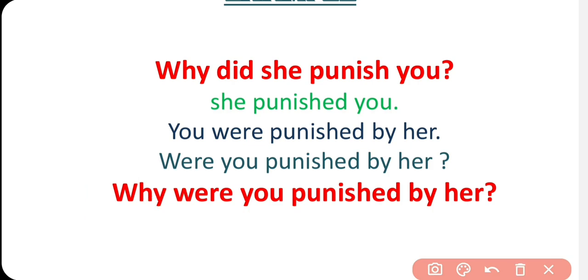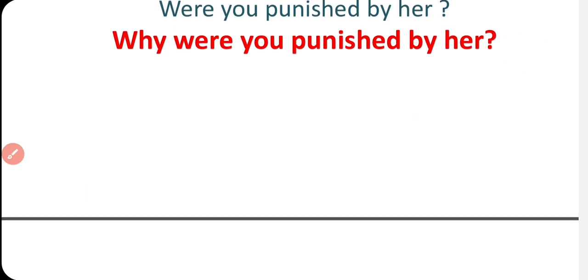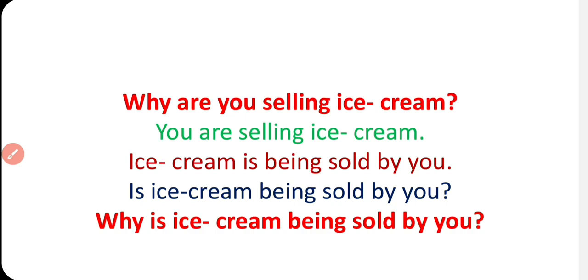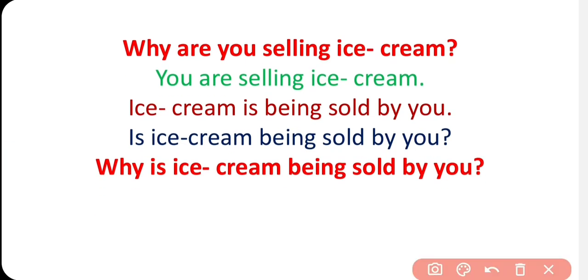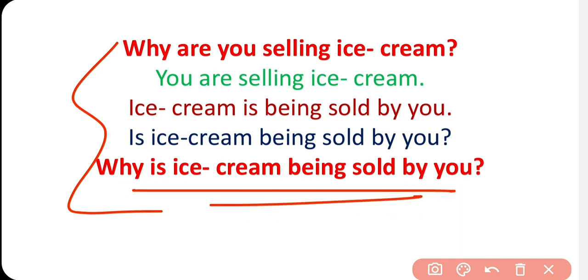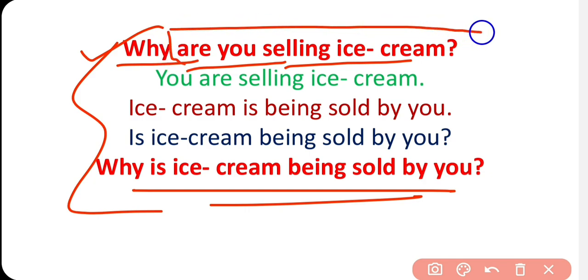So come to the next slide, and here I have taken some more examples. You can see it and you can write it in your copy. So here, why are you selling ice cream? This is the WH question form. And what will be its yes no type question? Are you selling ice cream? It will be the yes no type question.